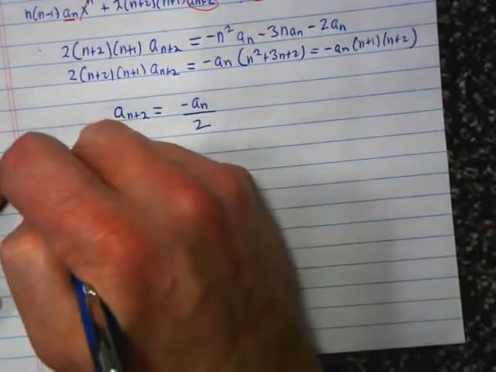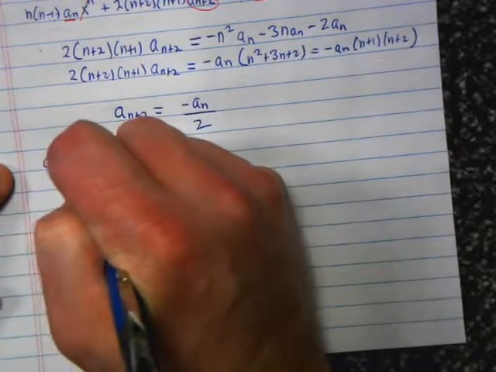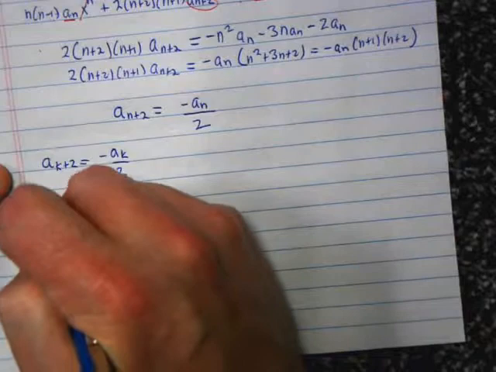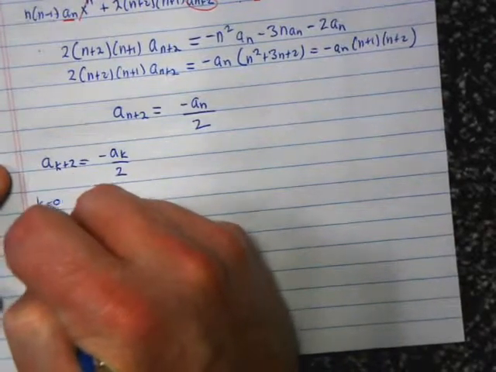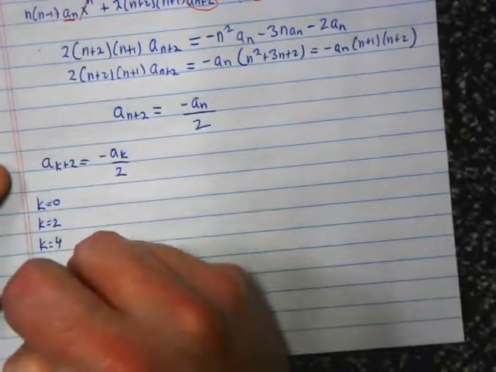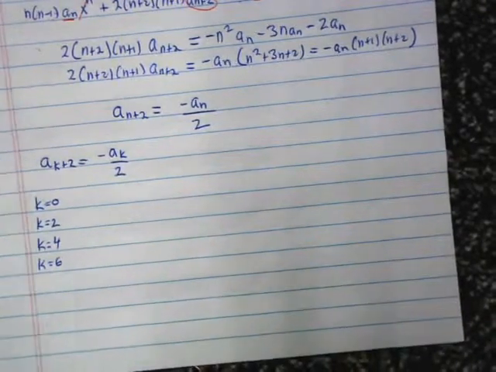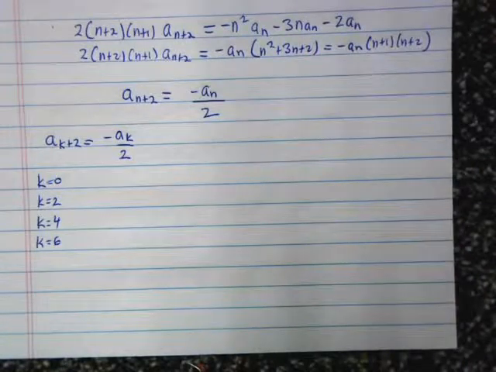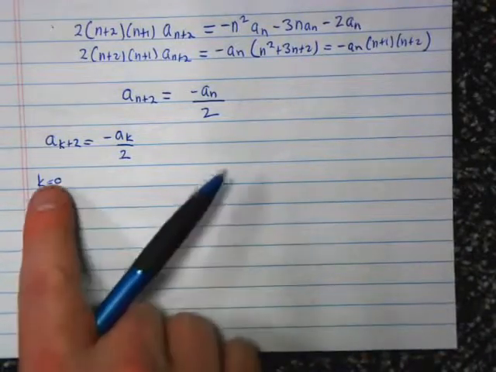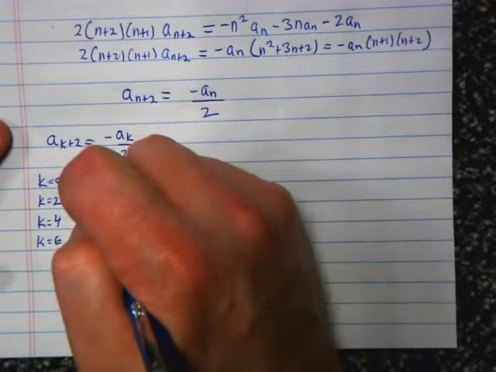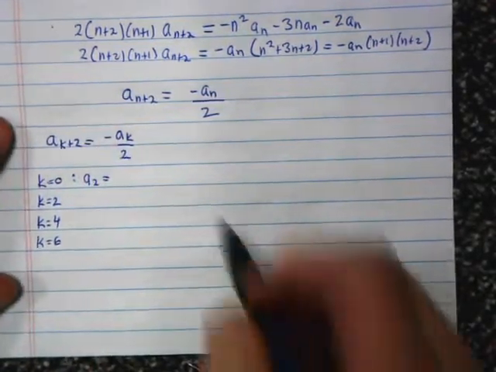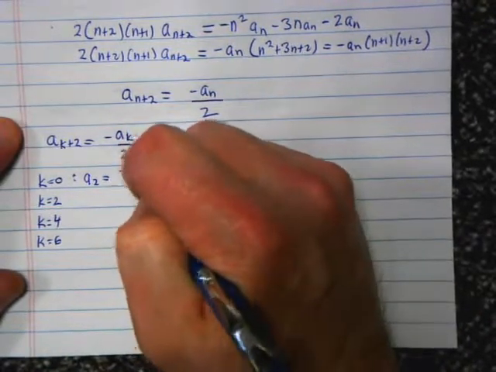All right, so I'm going to write my recursion relationship this way: a sub k plus 2 equals minus a sub k over 2. And I'm going to build a little table. K equals 0, k equals 2, k equals 4, k equals 6. I'm only going to plug in the even numbers, and that'll give me one pattern. What happens when I plug in k equals 0? A sub 2 is minus 1/2 a sub 0.